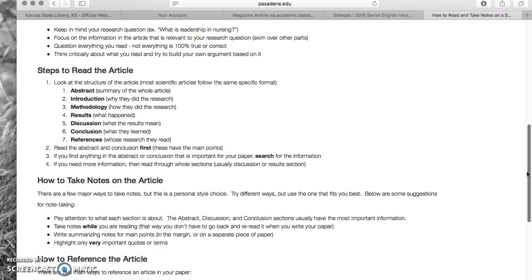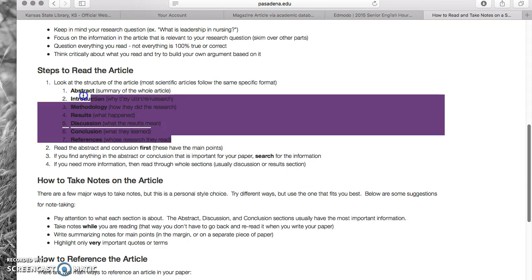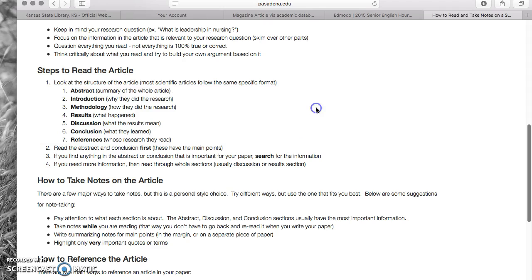Steps to read in the article. Well, most articles, guys, or most academic journals are going to have one or more of these main components that I'm highlighting right now in it. It will have an abstract, an introduction, methodology, results, discussion, conclusion, references, etc. Okay? I like how they point this out to you.